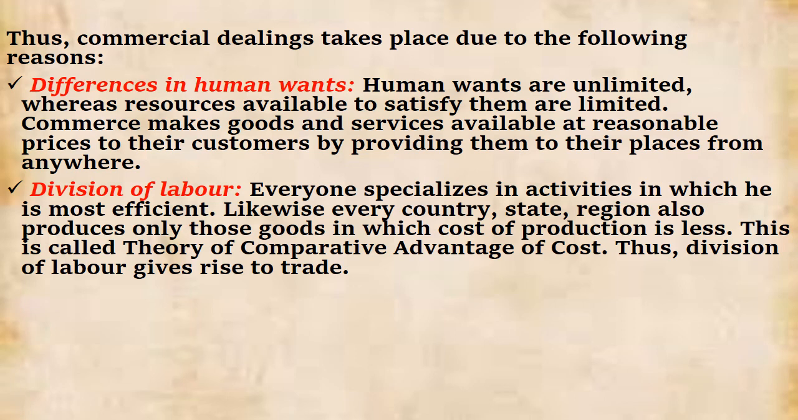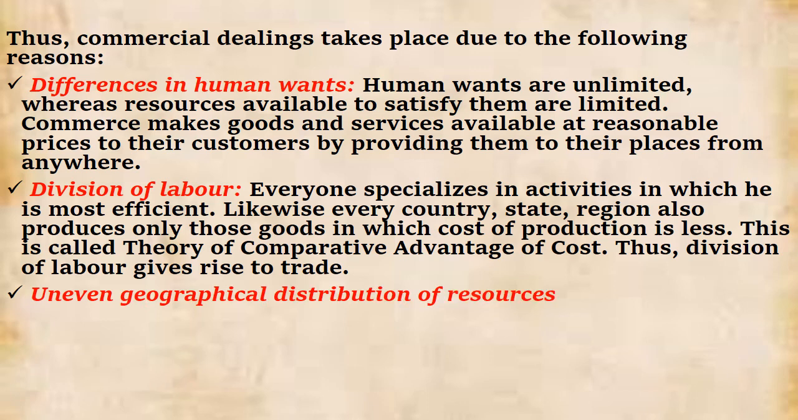If country A can produce rice at less cost than country B, they will produce rice and sell to country B, because country B is producing rice at high cost. And when country B can produce wheat at low cost, they will take the advantage and produce wheat at less cost and sell it to country A. Thus, division of labor gives rise to trade.